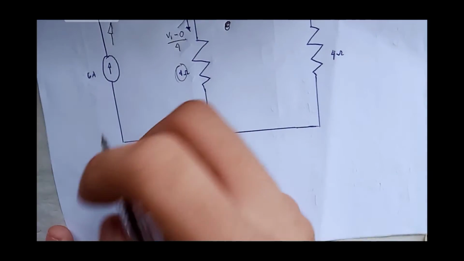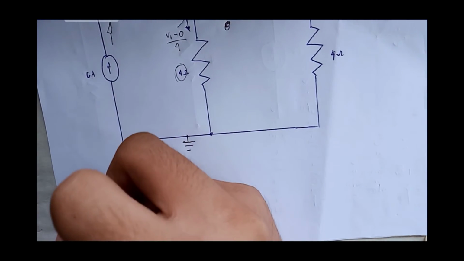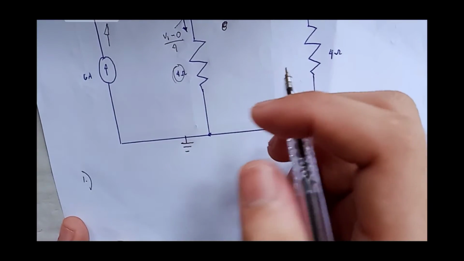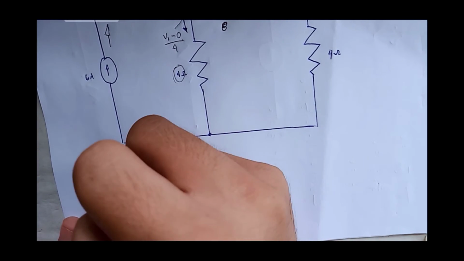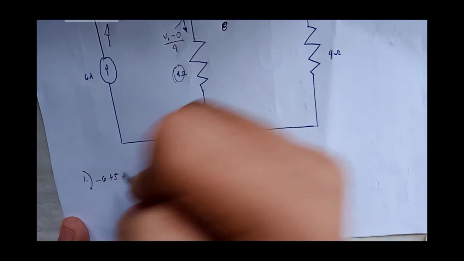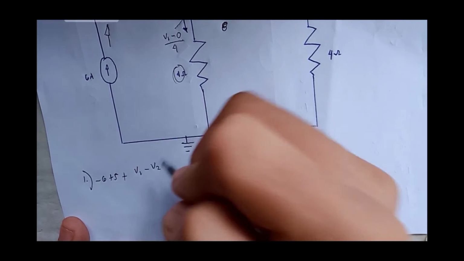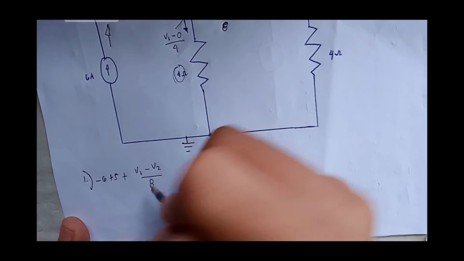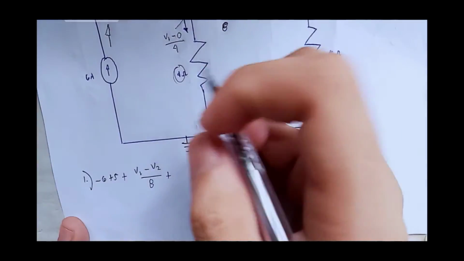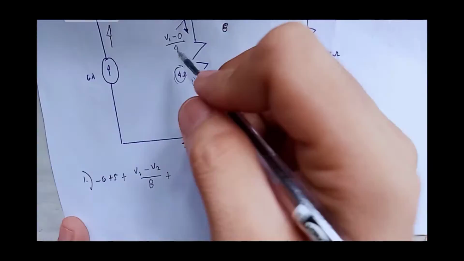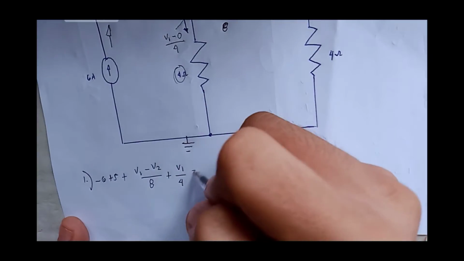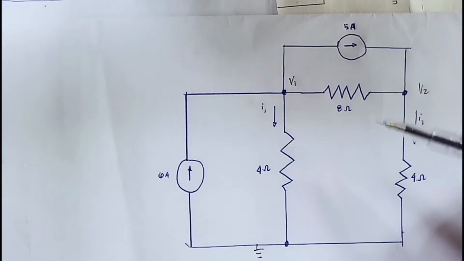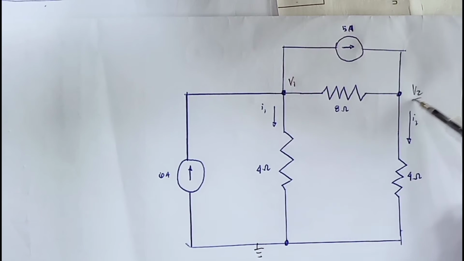So for the first node, let's sum all of these currents: -6 plus 5 plus (V1 minus V2) divided by 8, plus (V1 minus 0) divided by 4, equals 0. That's it for the currents exiting this node.